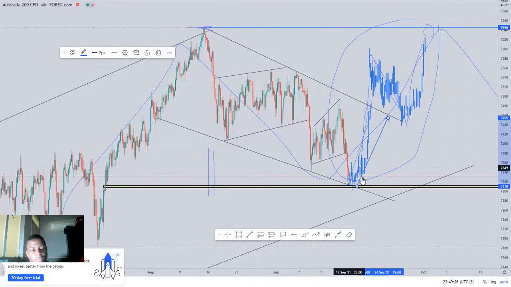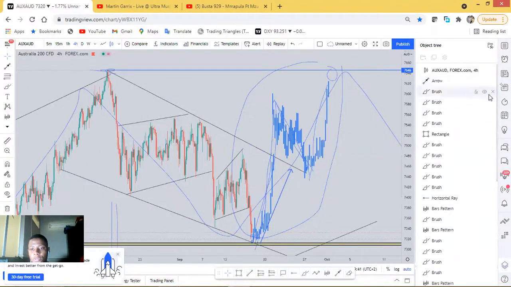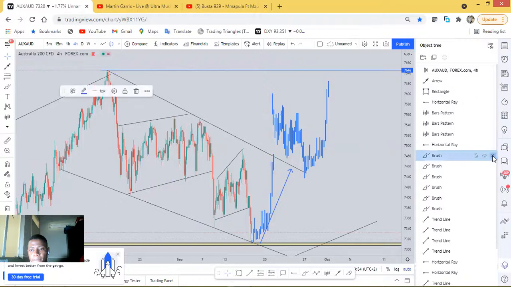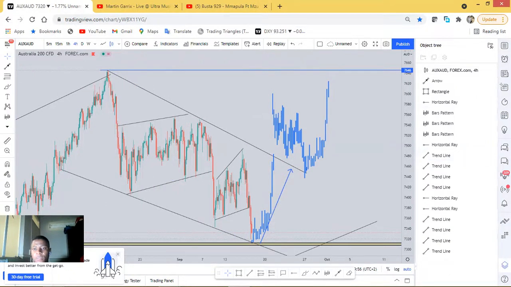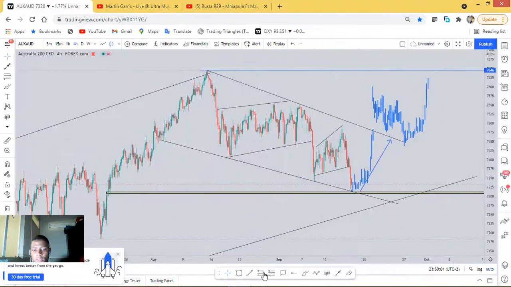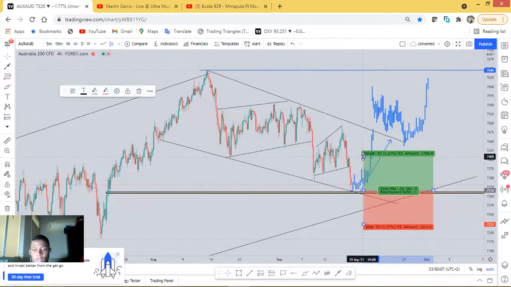If it goes impulsively, we know that we can hold. But if it goes correctively, we know we have to take profits. So for this one, let's maybe put an entry there.